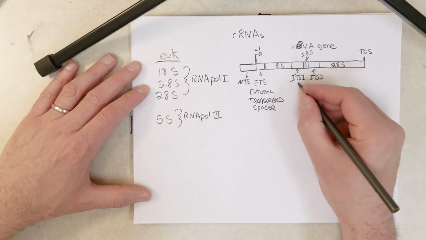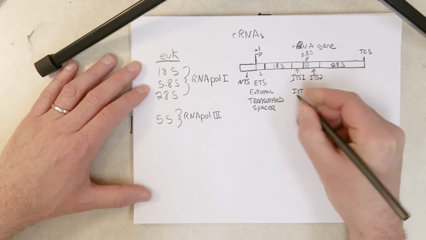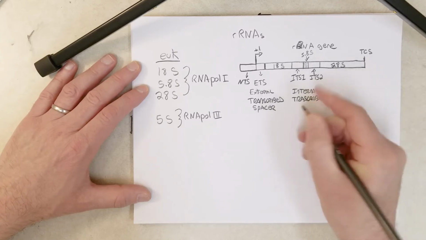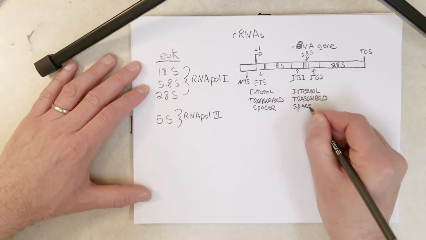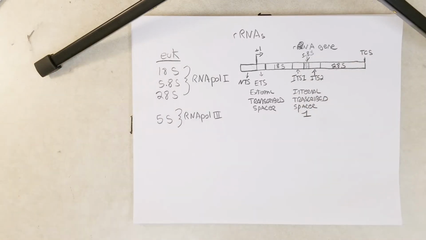Now, ITS1, what does that stand for? That's internal transcribed spacer 1. ITS2, you can probably guess what that is, right? Internal transcribed spacer 2.